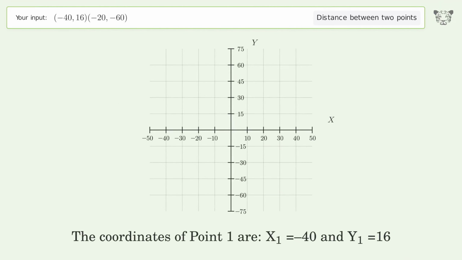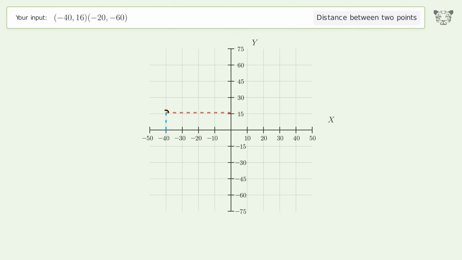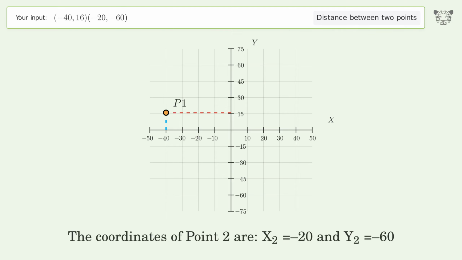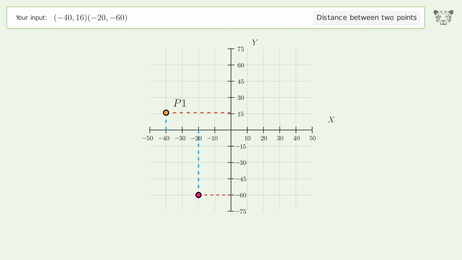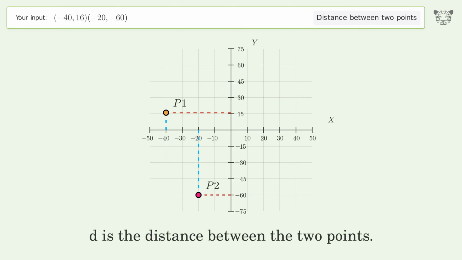The coordinates of point 1 are x1 equals -40 and y1 equals 16. The coordinates of point 2 are x2 equals -20 and y2 equals -60. D is the distance between the 2 points.